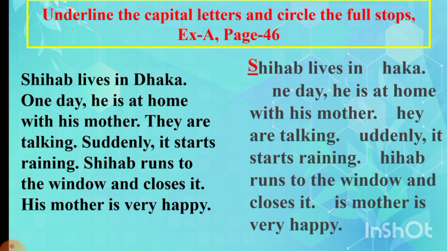Here Shihab, the first letter S will be a capital letter, so you have to underline it. Then Dhaka, D will be a capital letter and you have to underline it. After Dhaka, you have to circle the full stop. Then the second sentence, One day, here O will be a capital letter and you have to underline it. And after mother, you have to circle the full stop.